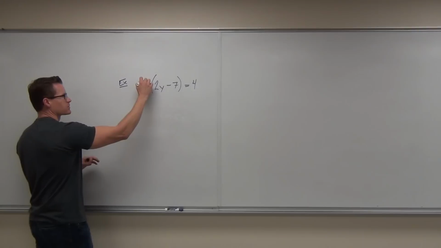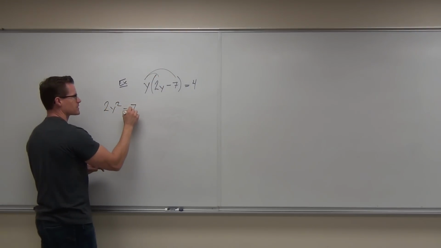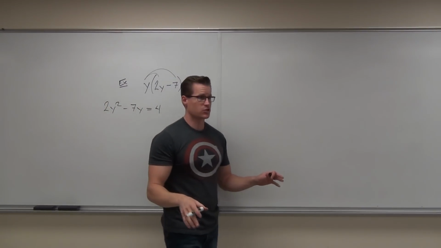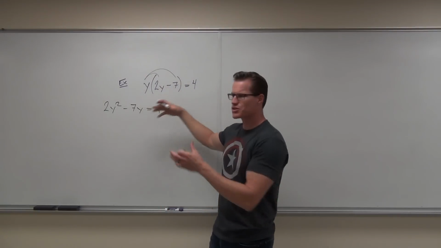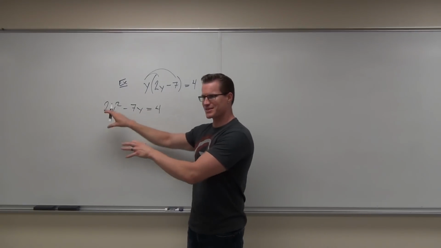So if we undo the factoring, we'll distribute, and we'll have 2y squared minus 7y equals 4. Did you guys get at least that far? Okay, so you recognize, that's good. You recognize that the zero product property will not work, so we got to undo the messed up factoring. Now, after that, don't start factoring because you'd get right back to here.